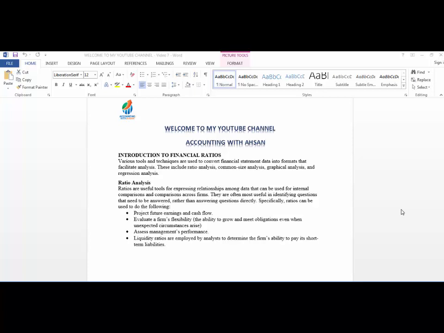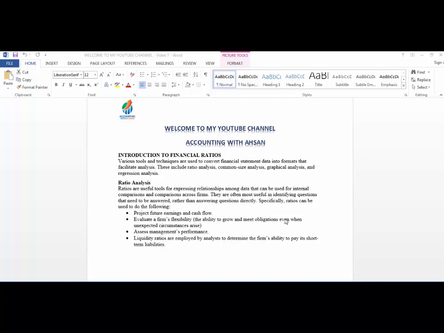What we are expecting here is that the ratio analysis shows the future earnings and the cash flow of the company. It evaluates a firm's flexibility, that is, whether the firm has the ability to grow and meet its obligations if an unexpected circumstance arises. The third one is that in the ratio analysis, we have to analyze the asset management performance of the company, and the fourth one is the liquidity ratios. Here we have to analyze whether the firm has the ability to pay its short-term obligations.